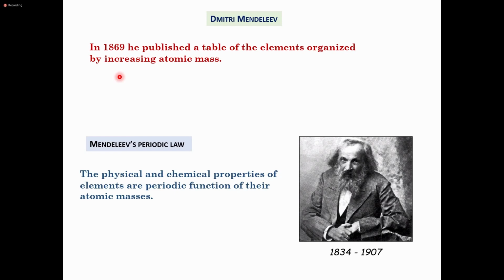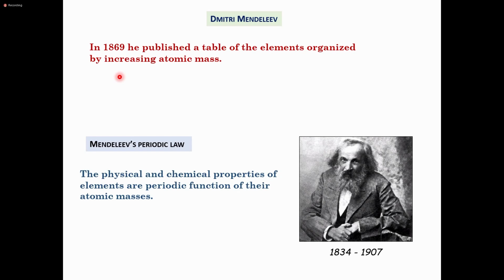But after that, they saw that when we arrange the elements according to atomic weight or atomic mass, increasing, then every eighth element will have the same chemical and physical properties. Based on that, we can see lithium, sodium, and potassium have the same chemical and physical properties, and they are alkali metals. So based on that knowledge, Mendeleev proposed and published a table of the elements, organized by increasing atomic mass, in 1869.